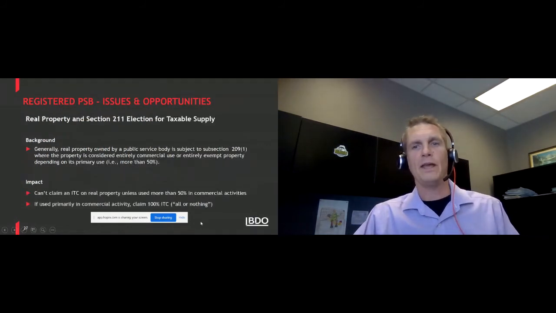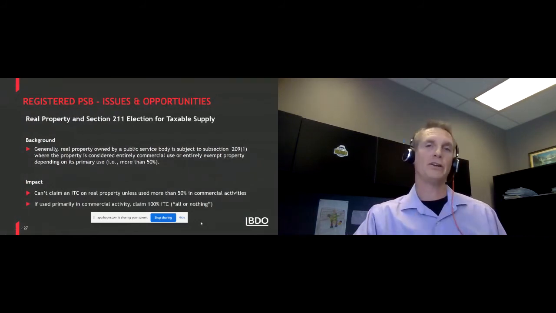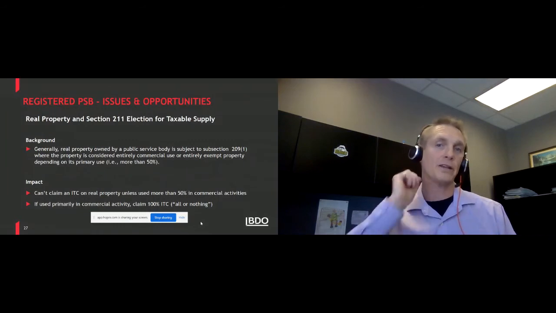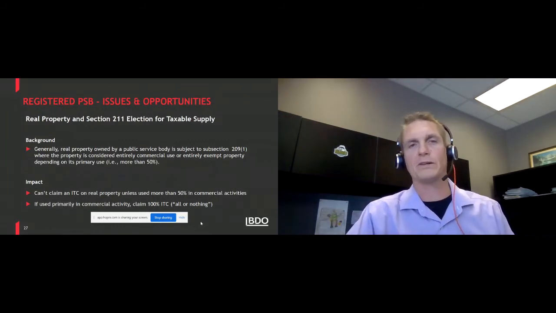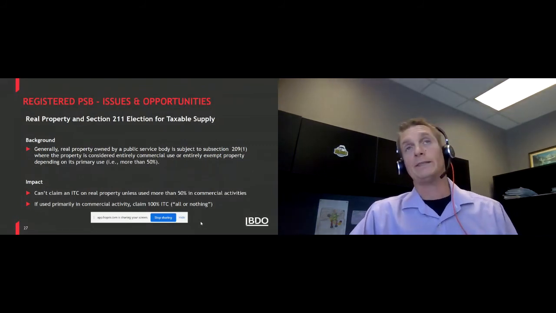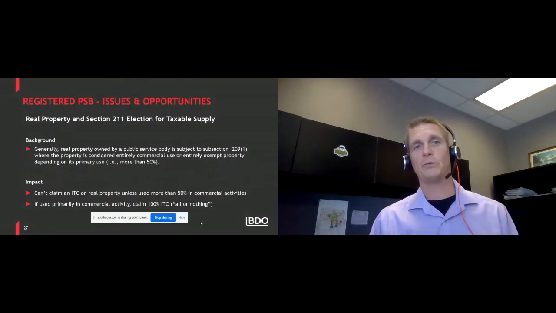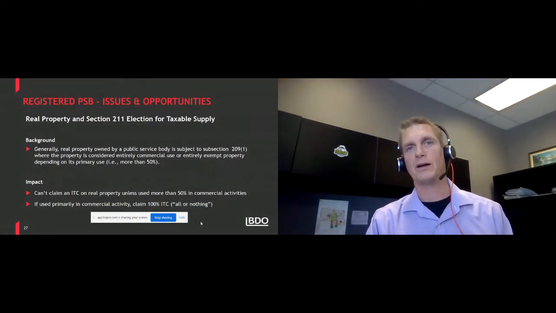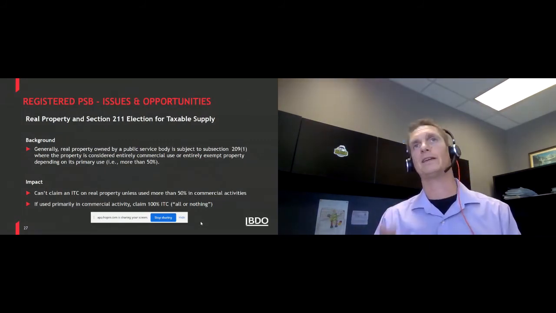Now, this next opportunity is one that's available to both charities and not-for-profits, and it's called the Section 211 election. It relates to real estate, or real property as they call it for GST purposes. Generally, we looked at some of those exemptions, and quite often supplies of real property made by a charity or not-for-profit, either by lease or by sale, in a lot of cases, are exempt.